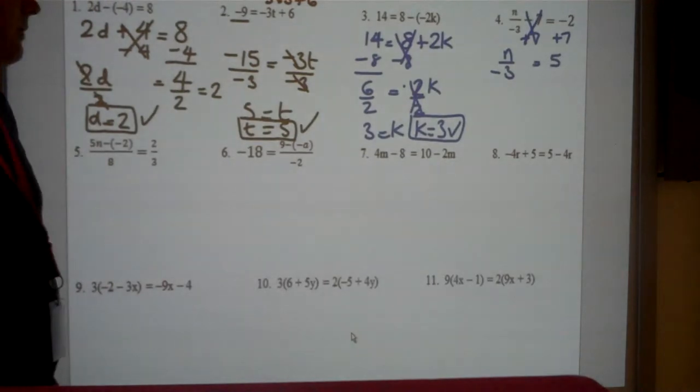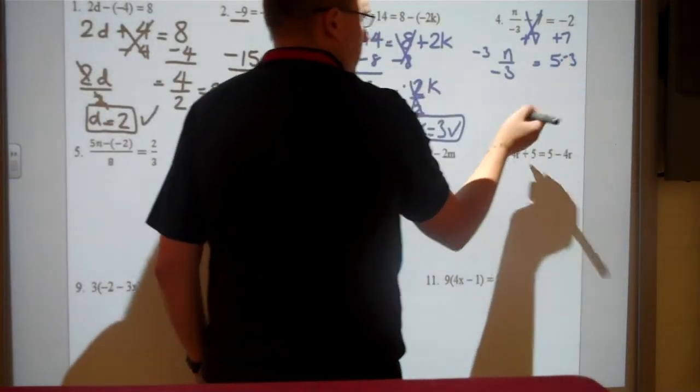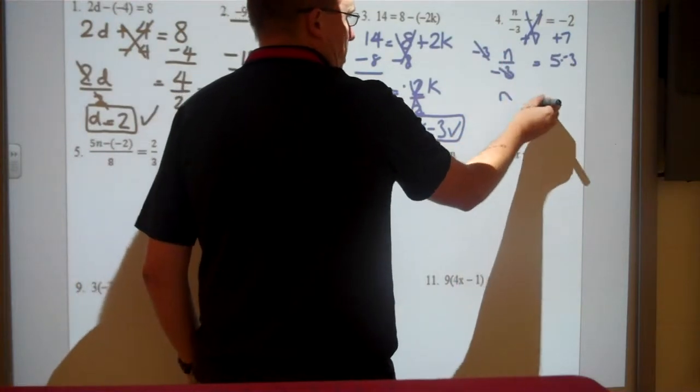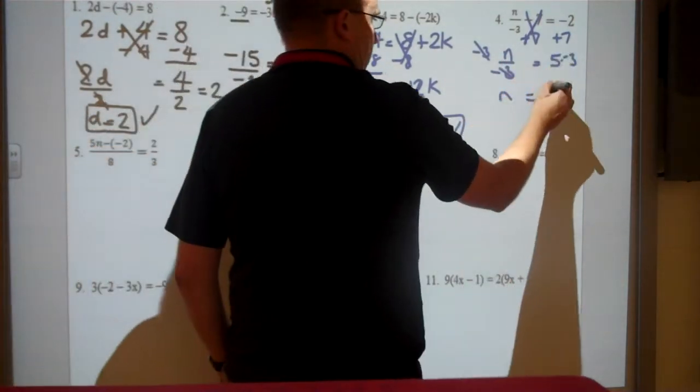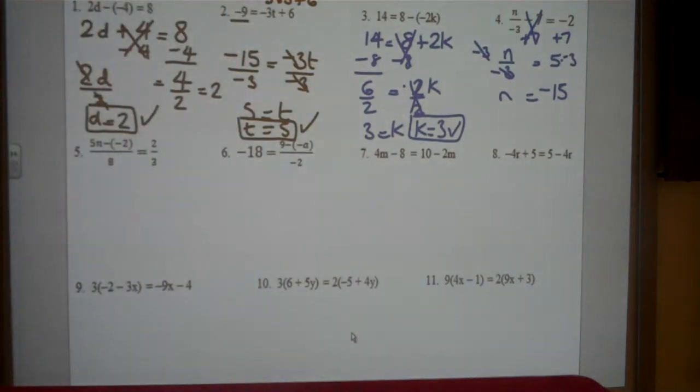Now I can do the opposite, dividing by negative 3, which is to times by negative 3 on both sides. That will cancel because it's an inverse. And 5 times negative 3 is negative 15. So remember what the line on the fraction actually means. It means divide, so you're going to do the opposite, which is multiply.